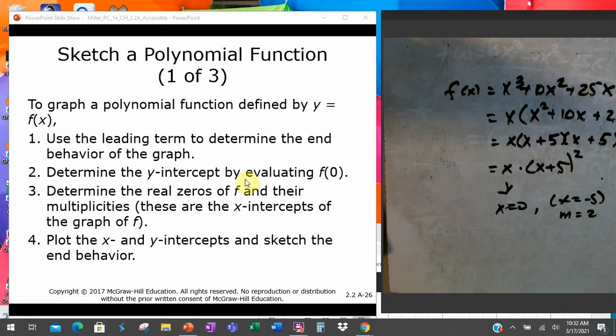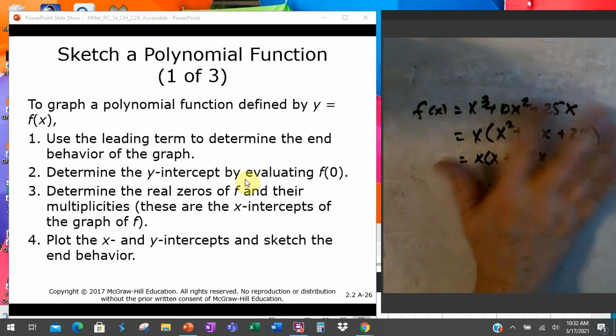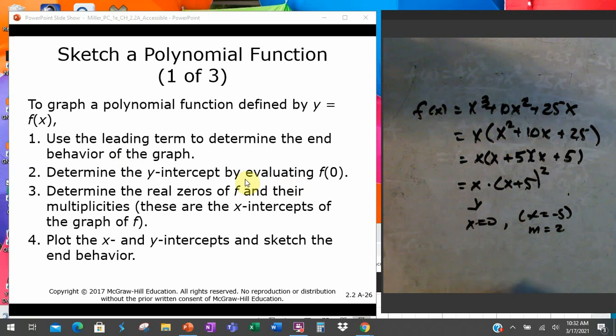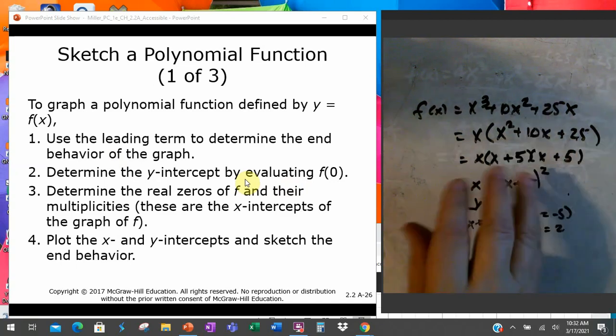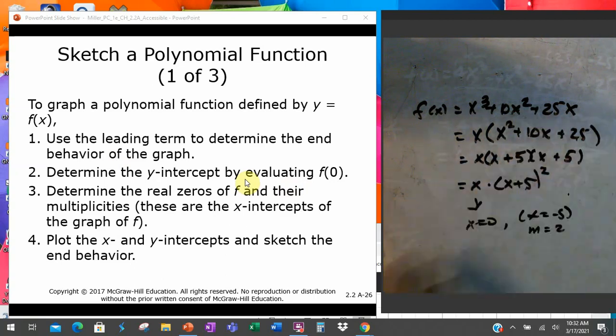So here's what we're going to do, the basic game plan for sketching polynomials, if we can get it. A lot of these have integer coefficients, so we can factor them. If we have irrational numbers, like a pi in here, or decimal numbers, it gets a little strange. Sometimes we can, sometimes we can't, okay? But the ones that we're going to do, we're going to basically identify these things.